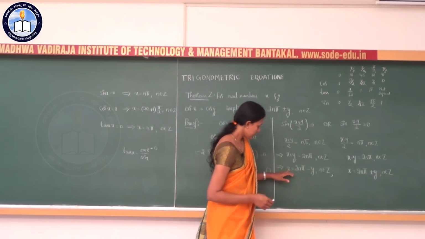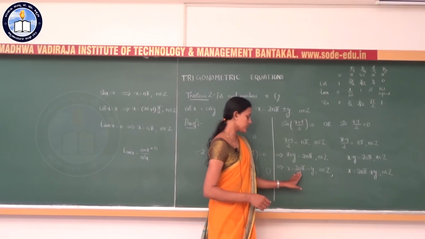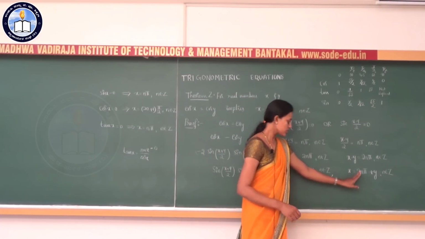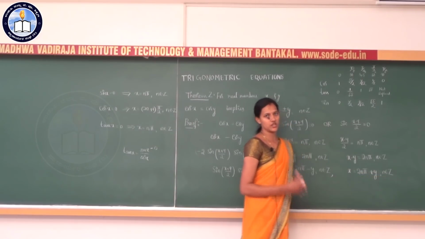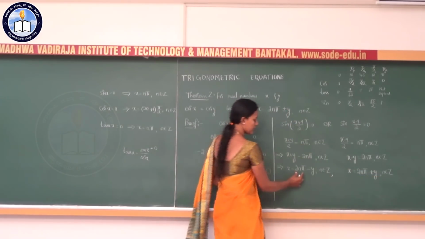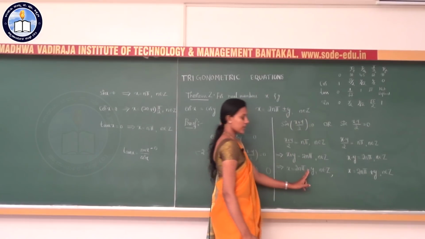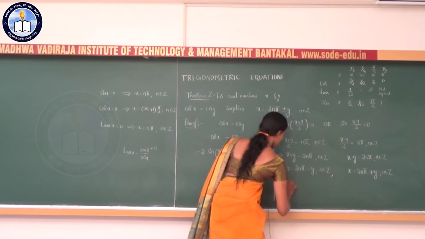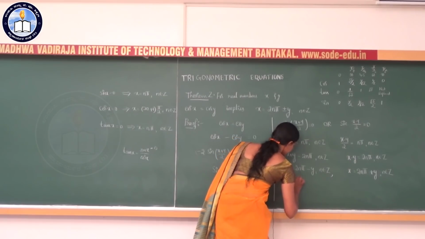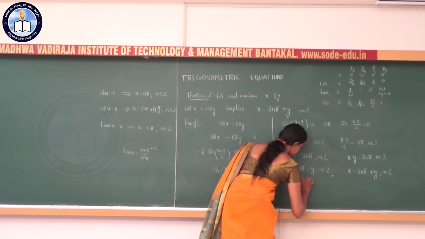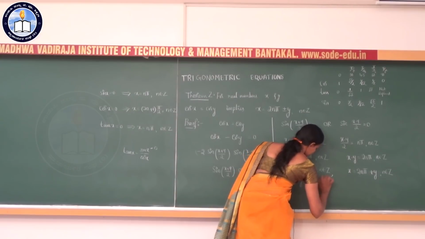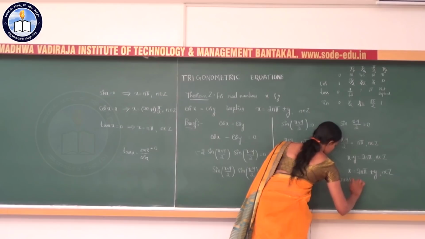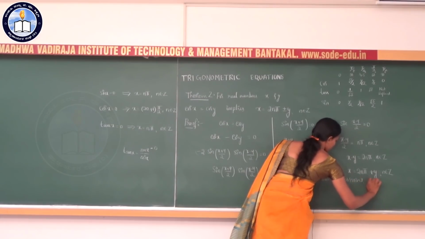So in the first case we have x is equal to 2n pi minus y. In the second case x is 2n pi plus y. So how to combine these two? The first term is the same, the second term may be minus y or plus y. So combining these two expressions, what do we get?